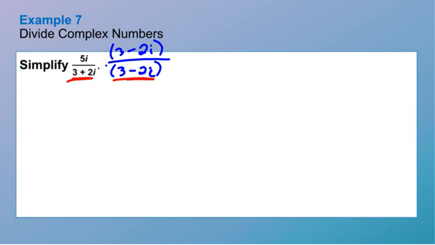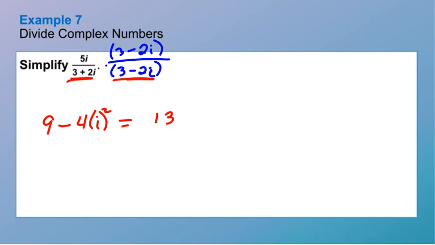Okay, so if I take the first term, 3, and square it, that gives me 9, minus 2i times 2i, that would give us a minus 4i squared. And i squared is negative 1, so this would really be 9 plus 4, which would give us 13.